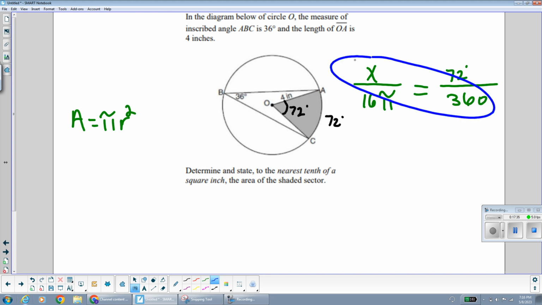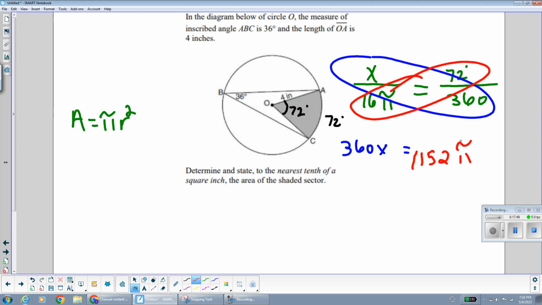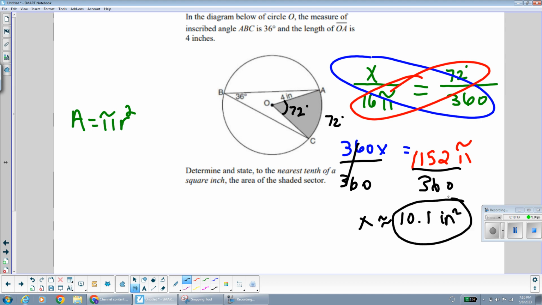So here we have 360x is equal to, let's do 16 times 72. And I got 1152 pi. And finally, we're going to divide everything by 360. And it does say to round to the nearest tenth, so I'm going to remember that this time. Let me put that all into my calculator. And I got x is approximately 10.1 inches squared. The area of the shaded sector is approximately 10.1 inches squared.